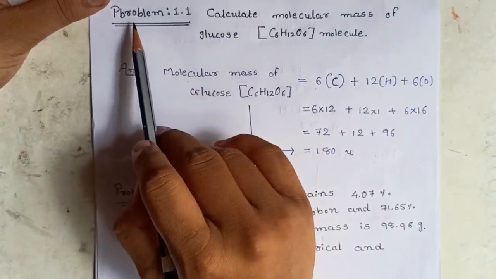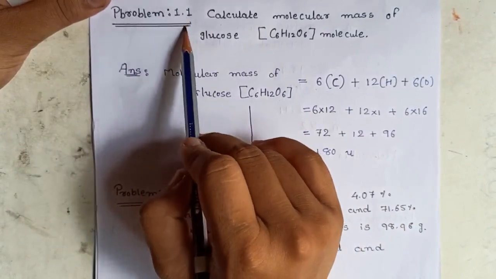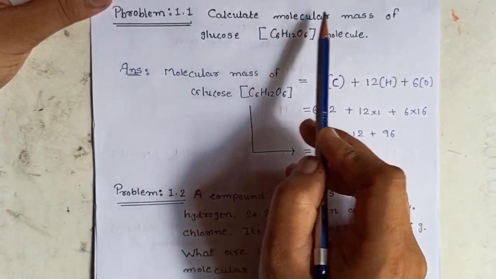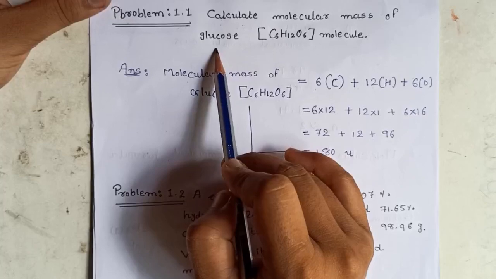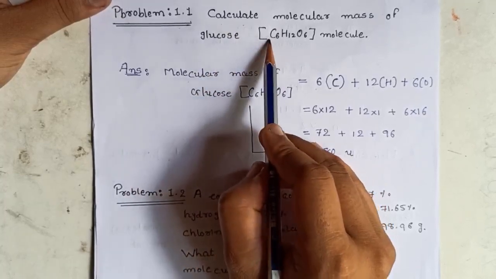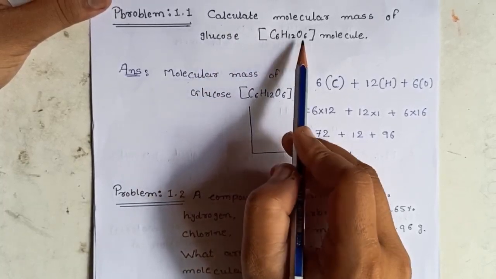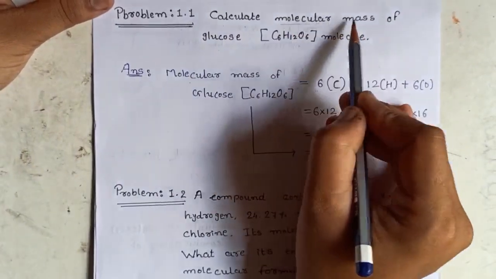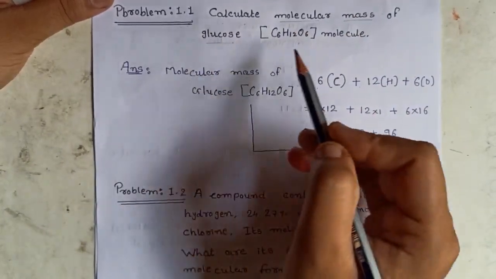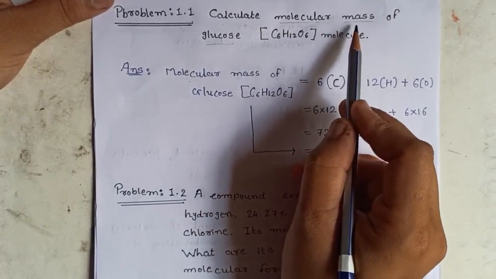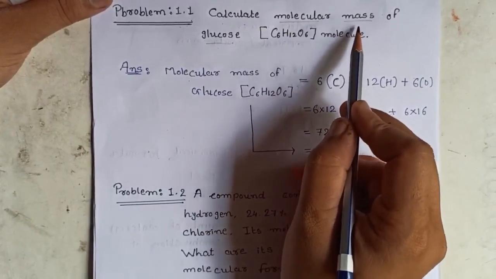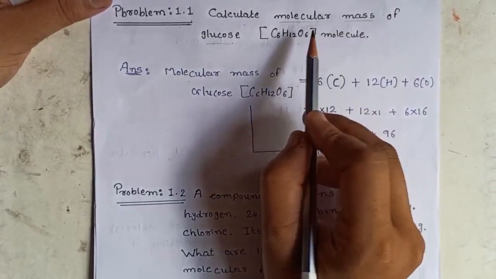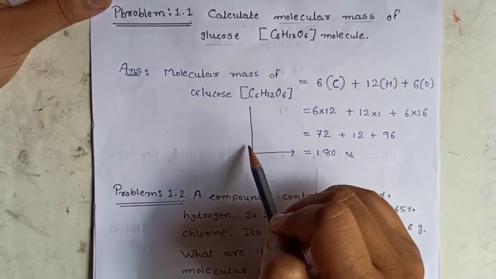Alright, now let's start with problem number 1.1. Calculate molecular mass of glucose having chemical formula C6H12O6. Alright, we have to find out the molecular mass of glucose. Now molecular mass means the sum of atomic mass of all elements present in that molecule, right?